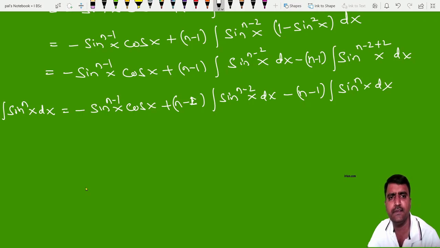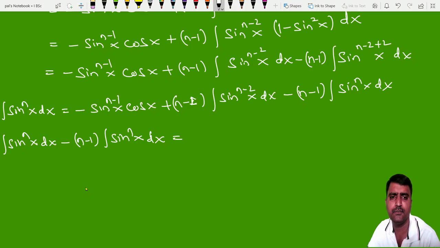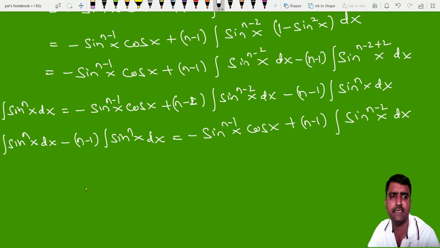So when you bring this one to the left hand side, what happens? It is the integration of sine to the power nx dx plus n minus 1 into integration of sine to the power nx dx is equal to minus sine to the power n minus 1x into cos x plus n minus 1 into integration of sine to the power n minus 2x dx.